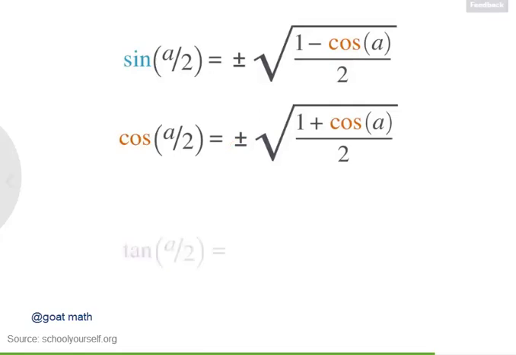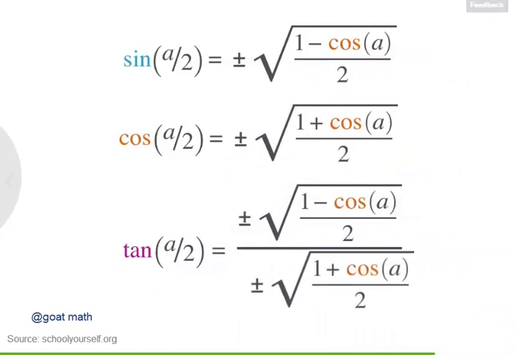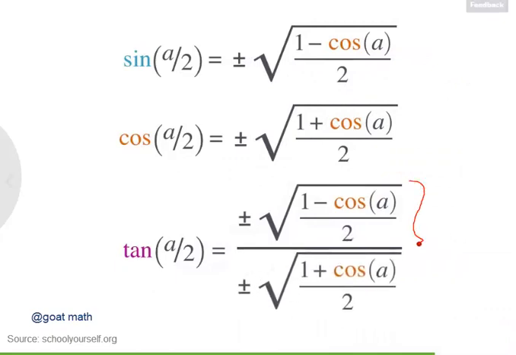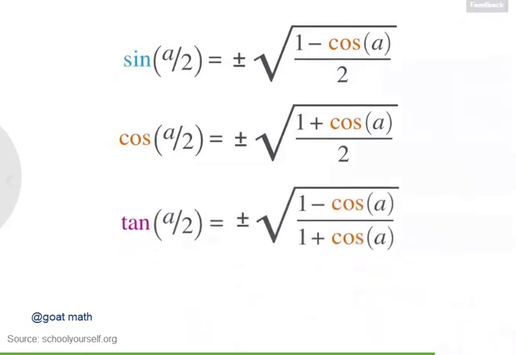Finally, let's look at the tangent of a over 2. Tangent equals sine over cosine, so tan a over 2 equals sine a over 2 over cosine a over 2. Let's plug in these identities for the sine of a over 2 and cosine of a over 2. We can combine these square roots into a single square root, and the 2's cancel out. So the tangent of a over 2 equals plus or minus the square root of 1 minus cosine a over 1 plus cosine a.